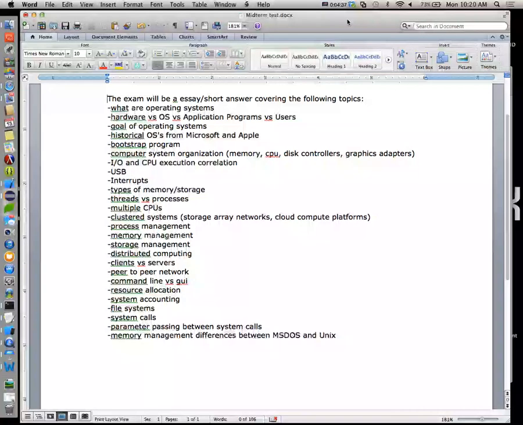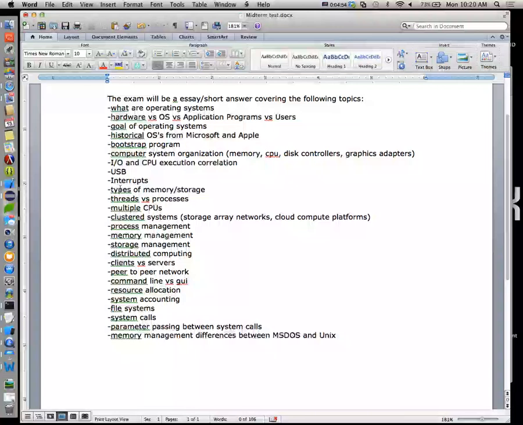I'm talking about multi-threading. It's somewhere on here, isn't it? Please be on here. Yeah. See, threads versus processes. All right. So USB.